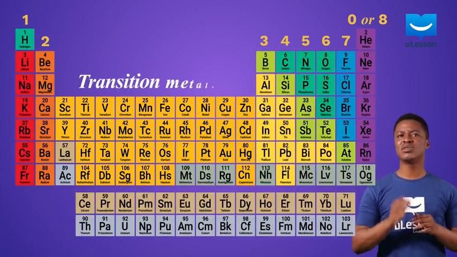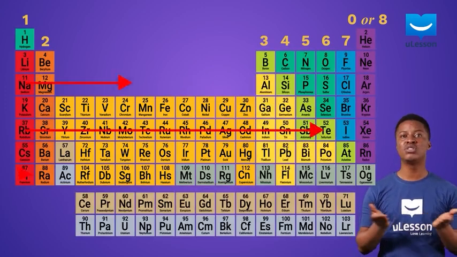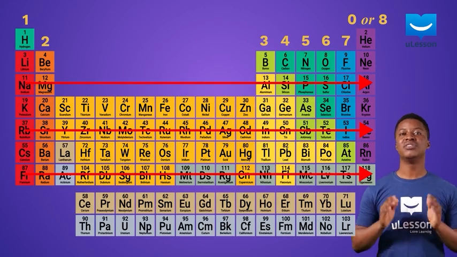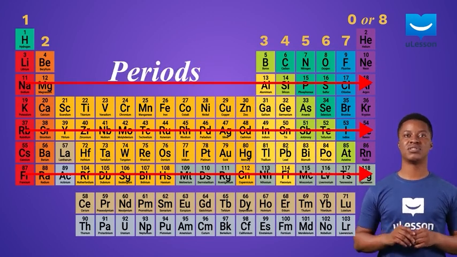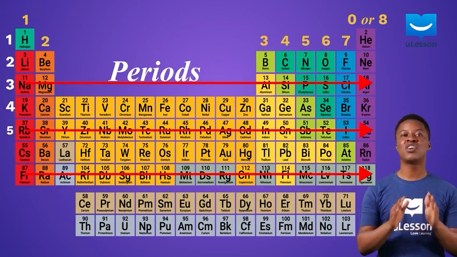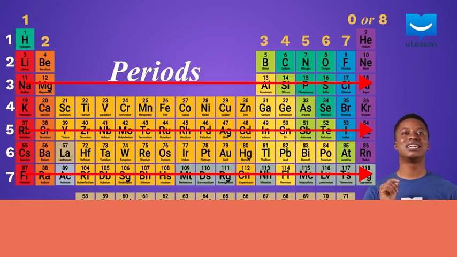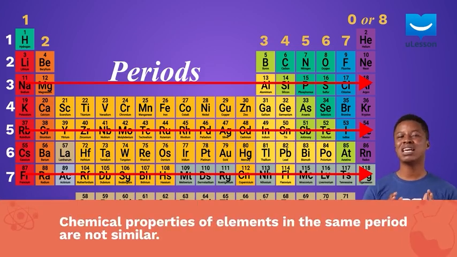If you take a close look at the periodic table, you will also notice that elements are arranged in horizontal rows. These rows are called periods. There are 7 periods in the periodic table and are numbered 1 to 7. Elements that are in the same period have chemical properties that are not similar.